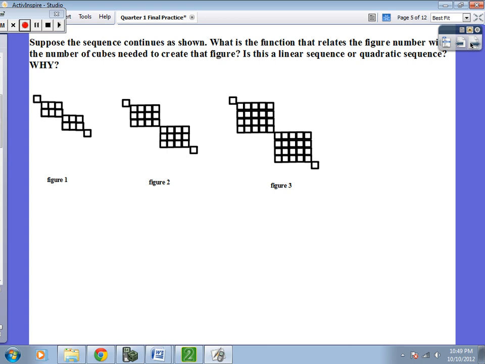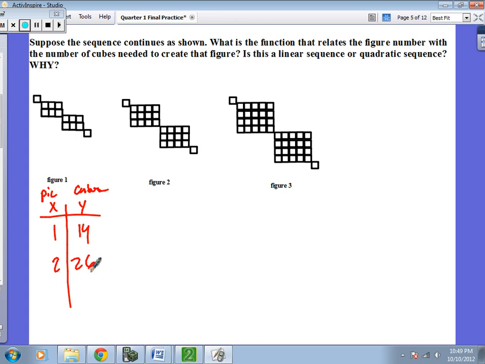Alright, figure 1. Maybe you organize it into a table. That is a good move. I guess X and Y, but this is going to be cubes, and this is going to be picture. So picture 1 has how many cubes, and if you count them up, 2, 4, 6, 8, 10, 12, 14 cubes. Picture 2 is going to give you 26. And picture 3, 1, 2, 3, 4, 42.